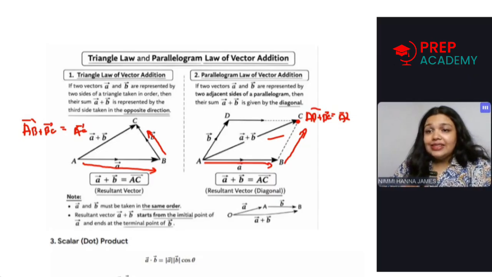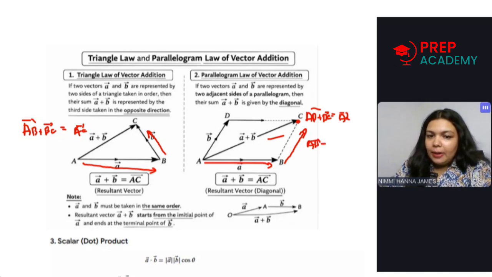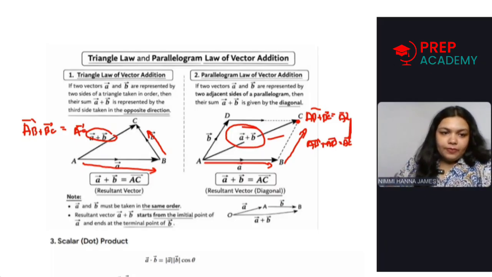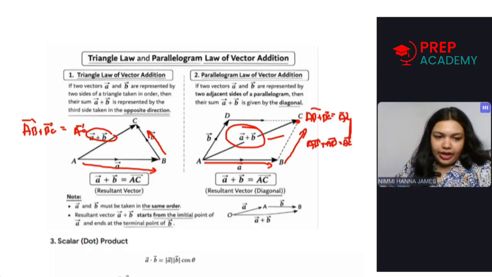Since this is a parallelogram, we know that opposite sides of a parallelogram are equal. So BC is the same as AD, right? So AB plus AD is equal to the AC vector. That's how we arrived at this conclusion that we can find the diagonal and the other side of the triangle. So that's the triangle law and parallelogram law of vector addition.